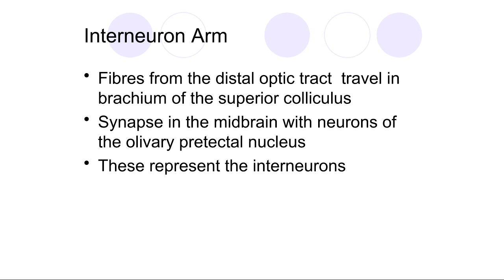In the interneuron arm, the fibers from the distal optic tract are going to travel to the brachium of the superior colliculus. They're going to synapse in the midbrain with the neurons of the olivary pretectal nucleus, and these represent the interneurons.